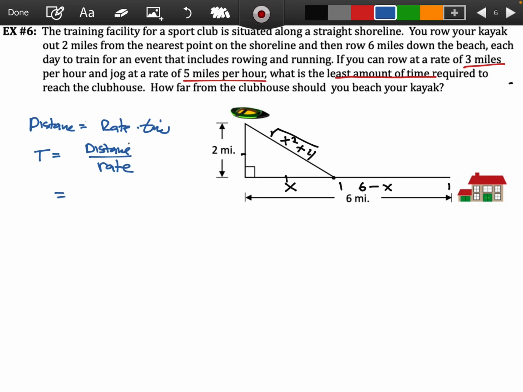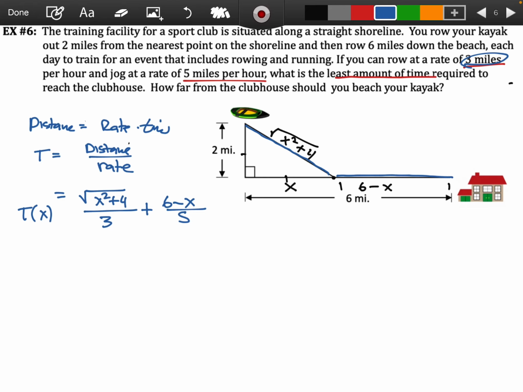We have one for the kayak and one for the jogging. So what is the distance that you're going to travel for the kayak? It's going to be the square root of X squared plus 4 divided by the rate. Well, what's the rate for the kayak? 3 miles per hour, plus the time needed for the running, which is the distance you're going to be running, 6 minus wherever you land, 6 minus X, divided by the rate, which is 5. And that's going to be your function for time with respect to X, and we want to minimize that.